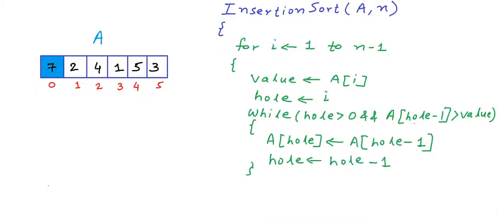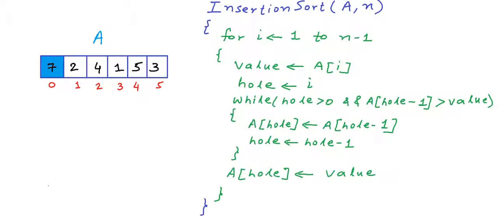When we find a smaller element than value in the sorted subset, this particular condition will be false, and we will exit the while loop, or we will exit the while loop when hole is equal to 0. So there will be no more elements to shift. And finally when we come out of the while loop, we will put the value into the hole. And this is our pseudocode for insertion sort.